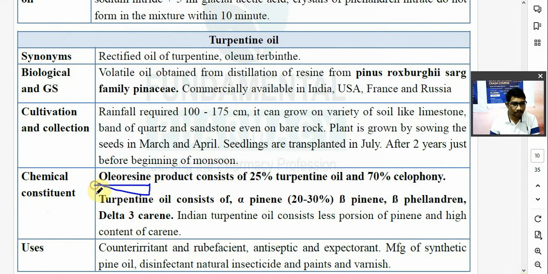Okay, so oleoresin is volatile oil plus resin. Oleoresin product consists of 25% turpentine oil. So if you obtain a resin, oleoresin, from that, 25% is turpentine oil and 70% is colophony.